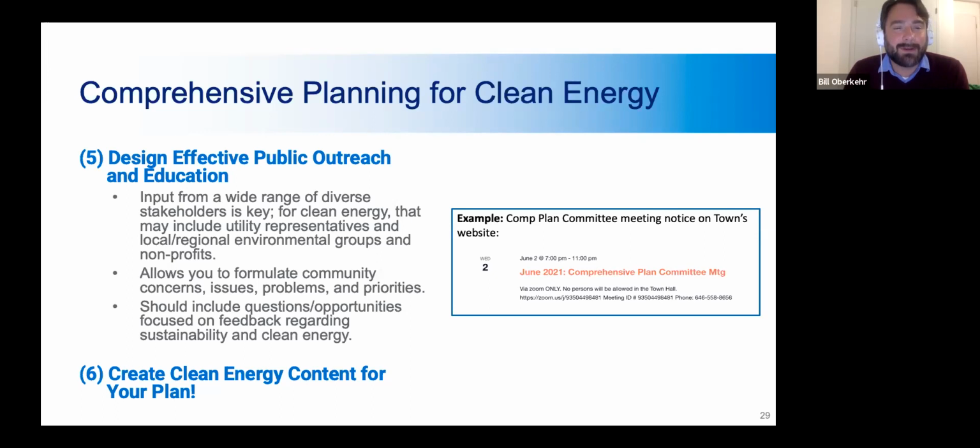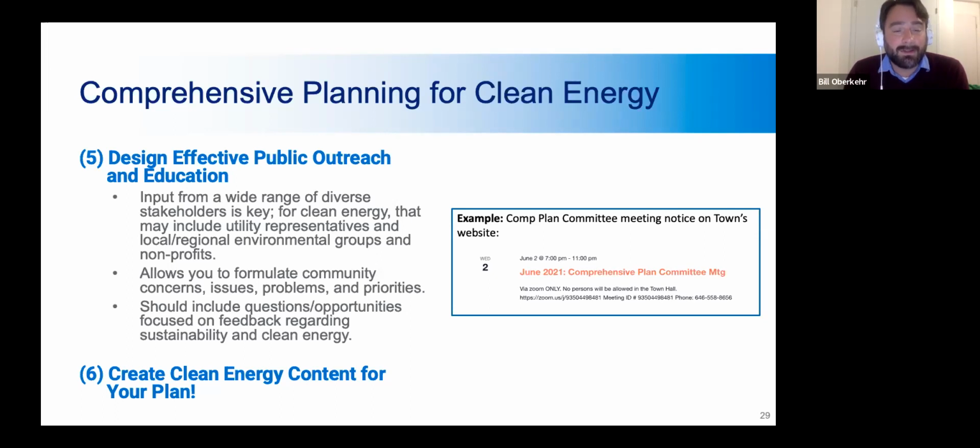So for 5, we want to design effective public outreach and education. Again, we want input from a wide range of diverse stakeholders. For clean energy, that's going to include utility representatives, local or regional environmental groups, nonprofits. This is going to give you an opportunity to formulate community concerns, issues, problems, and priorities.